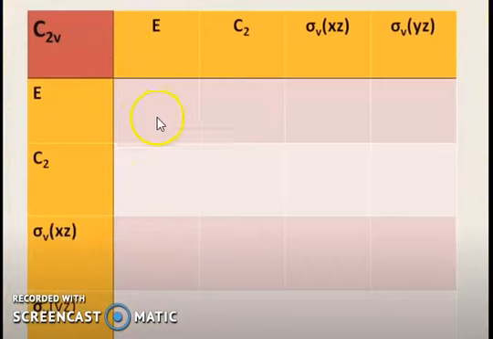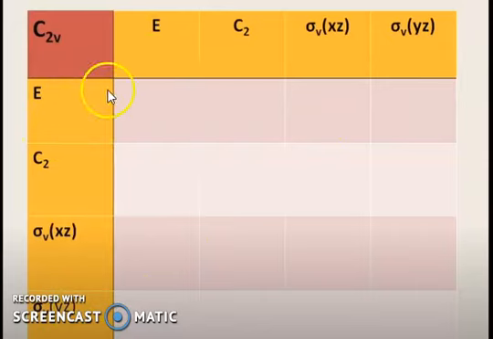Then this is the model of a group multiplication table. Here we have written the point group C2V, and each row and column is labeled by the symmetry elements, that is E, C2, sigma V xz, sigma V yz, and here also E, C2, sigma V xz, sigma V yz. Next, these entries are obtained by multiplying these elements.